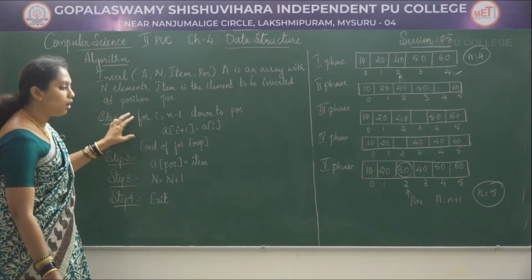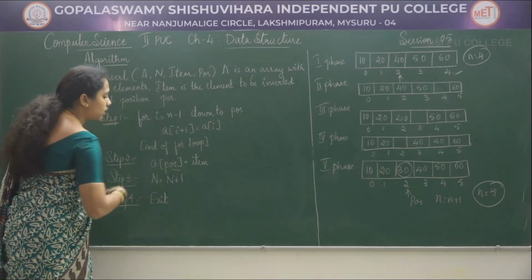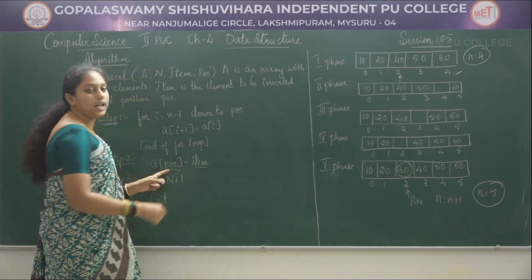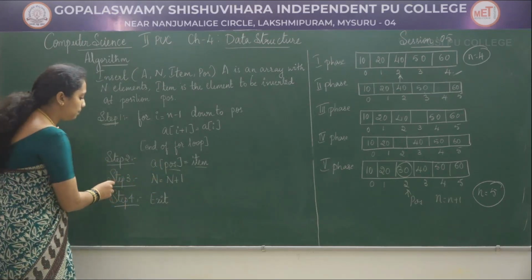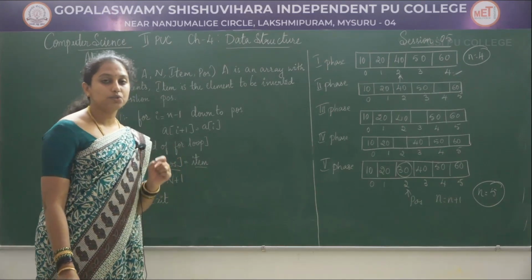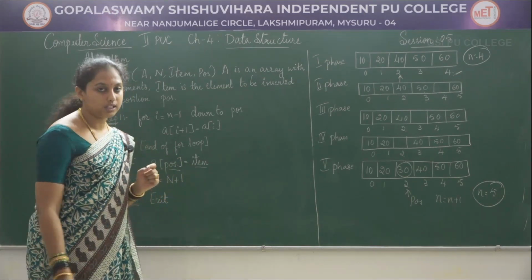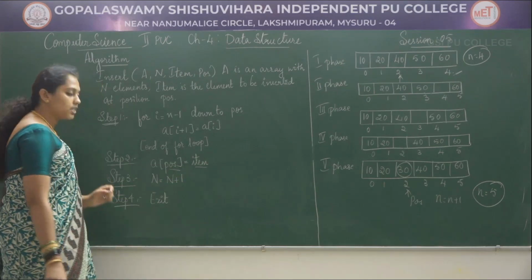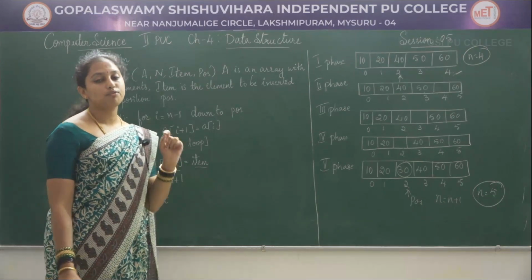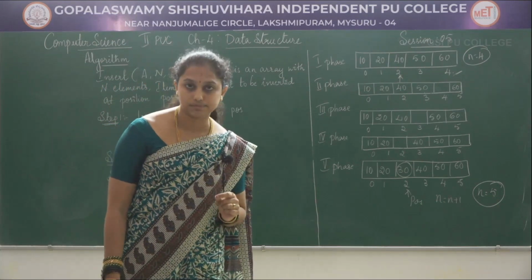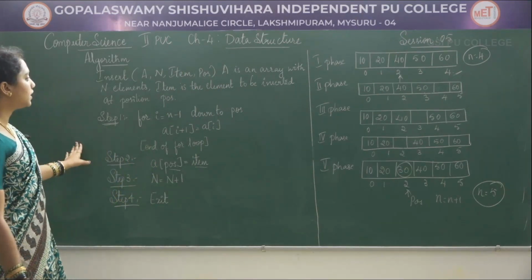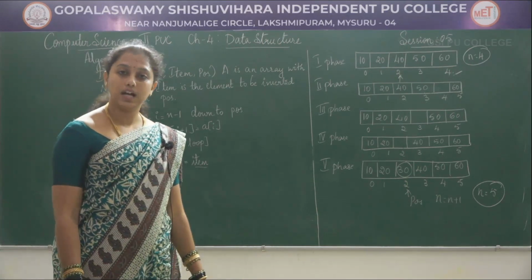So after shifting all the elements, the required position becomes empty. So in that place, we have to insert an item. In step 3, after inserting an item into an array, the size of an array is increased by 1, that is n is equal to n plus 1. So this is the algorithm for insertion of an element into an array. Let's write a C++ program for insertion of an element into an array.